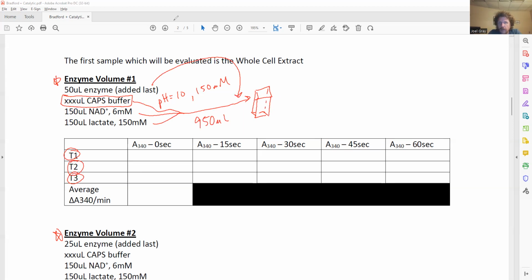Since we have 4 samples, you're going to do 2 volumes for each of those 4 samples. That means 8, and for those total 8, you're going to be doing 3 different trials. So you're going to be doing enzyme assays roughly 24 times. What you're going to be monitoring is how the absorbance at 340 nanometers changes over the course of 60 seconds.